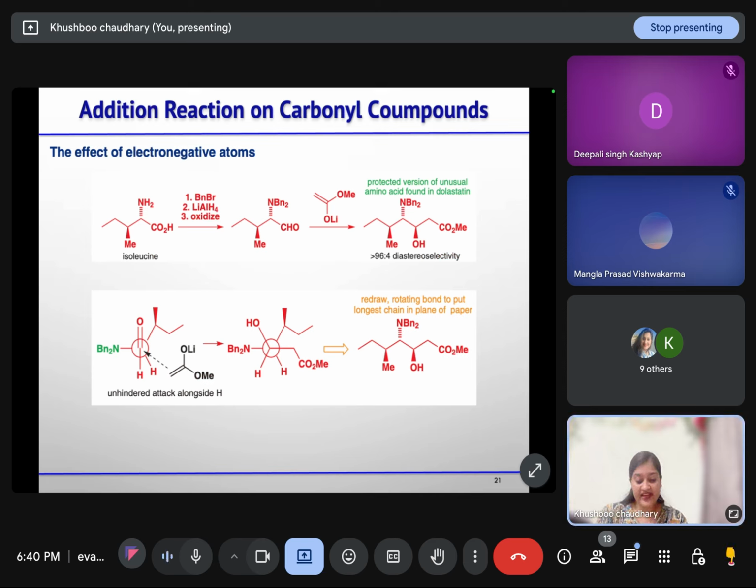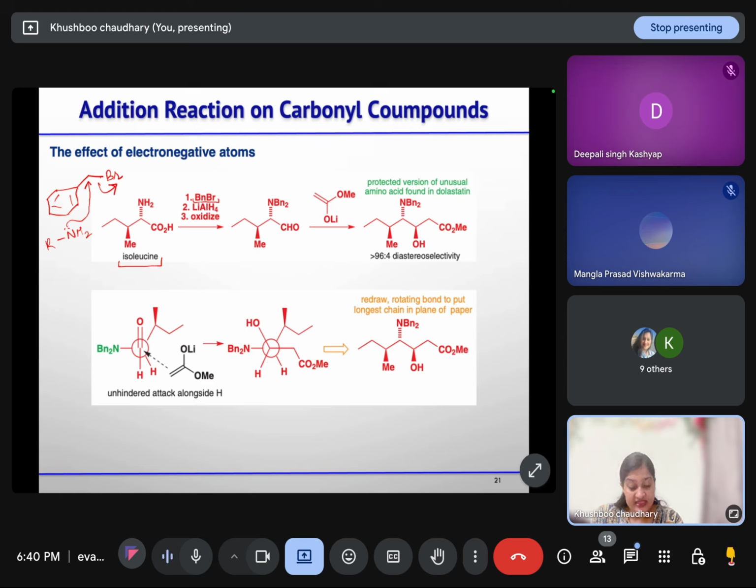Now, what is the effect of electronegative atoms in this case? So, if we have this isoleucine, now let us discuss these transformations. If you have an amine and you are treating it with benzyl bromide, what will happen? Amine nitrogen will attack on the benzyl carbon. This is your benzyl bromide, and we have the amine. So nitrogen will attack at this carbon and this bromide will leave.